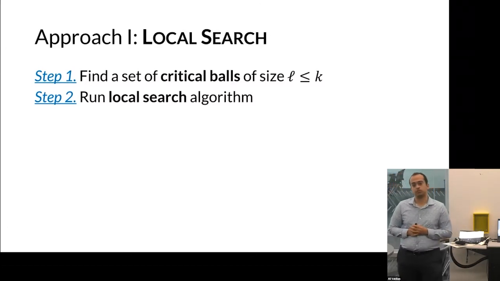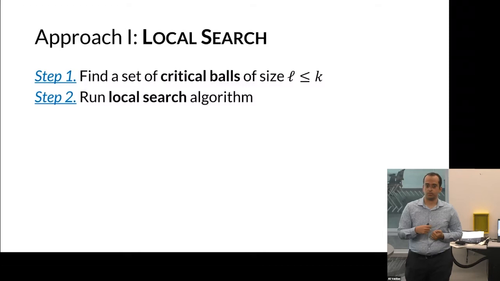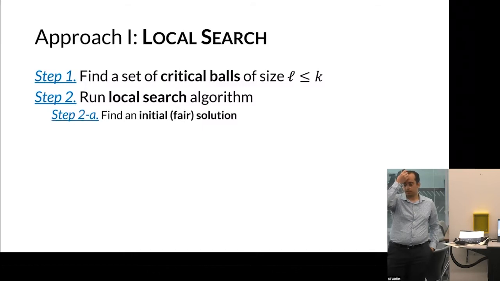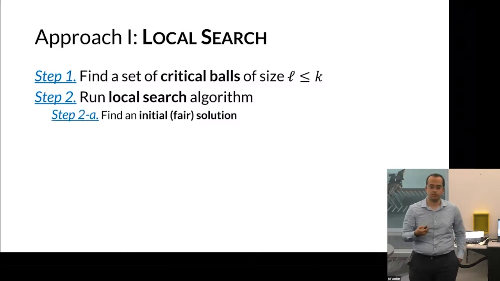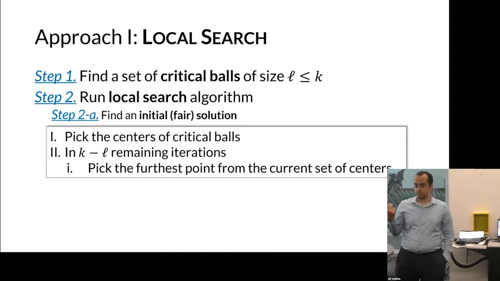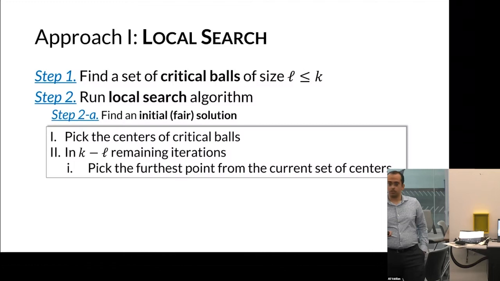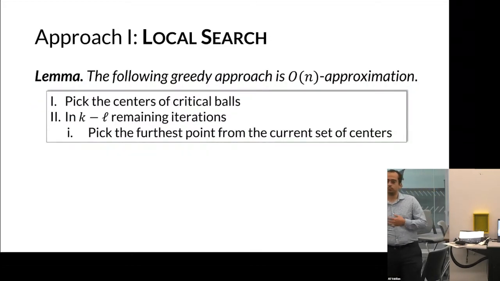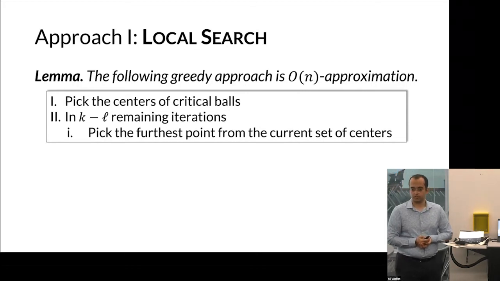This is where different groups have picked different approaches. The first one is a local search approach. It's a standard thing for the clustering problem; we just show that local search works here. The somewhat challenging part is to come up with a good initial solution, and to do that we use another existing method. We follow the greedy type algorithm for K-center, also known as the Gonzalez algorithm. We first pick the centers for the critical balls, and then in the remaining iterations we pick a point that is furthest from the current set of centers.